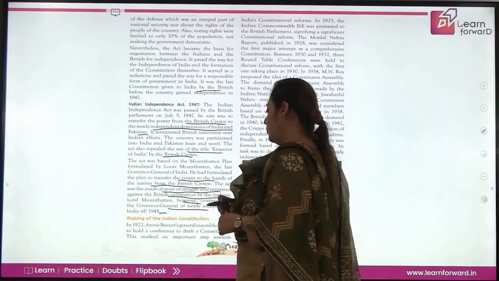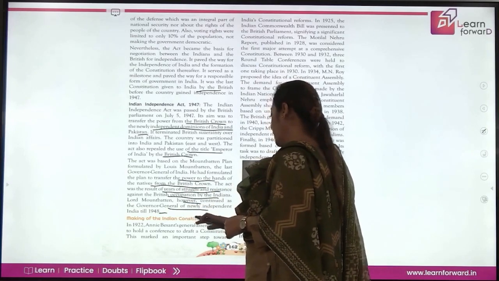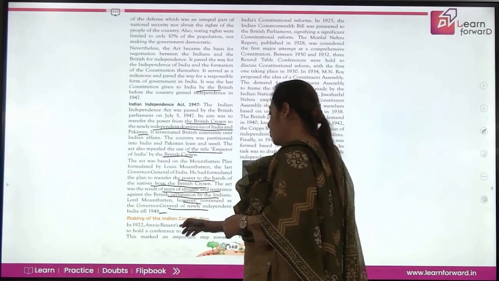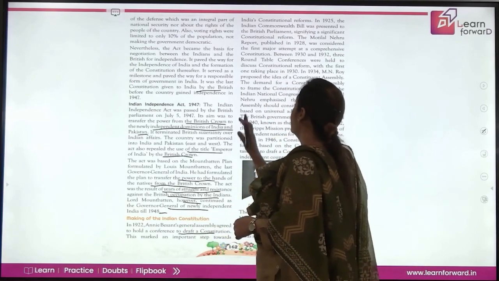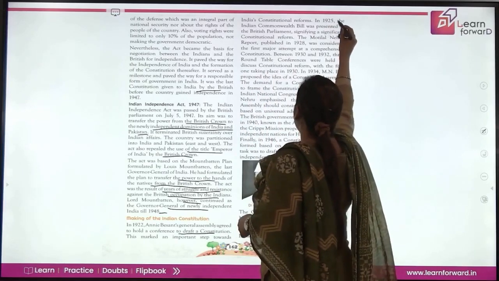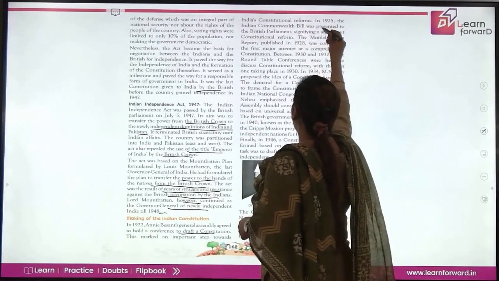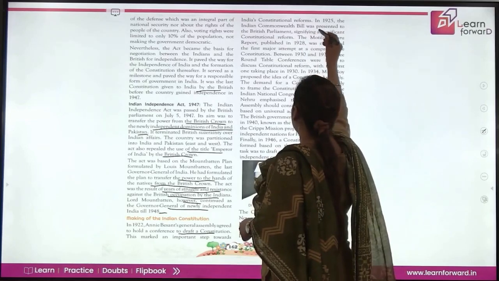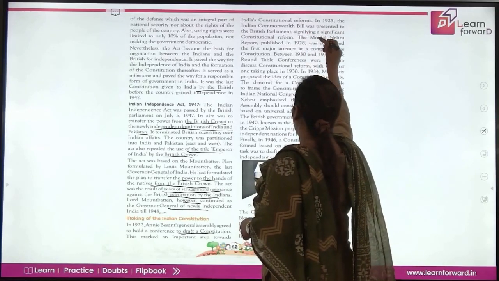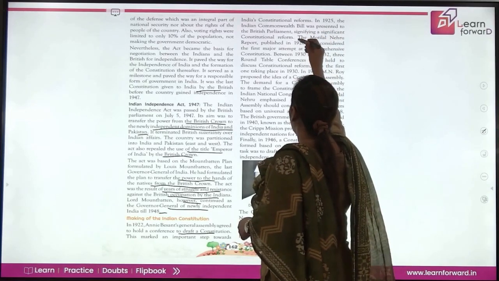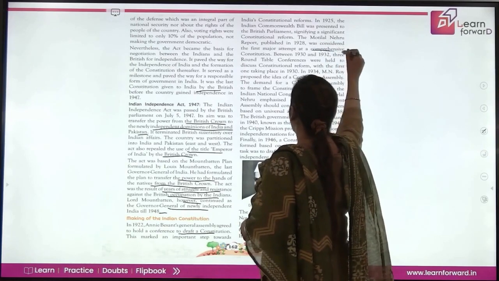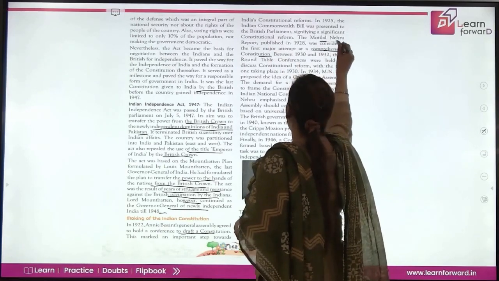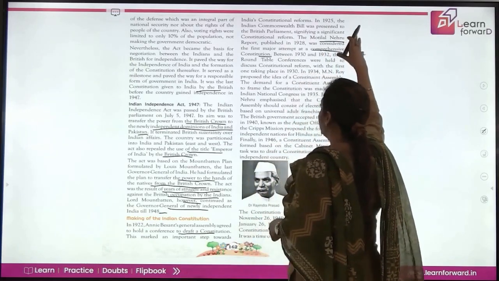In 1922, Annie Besant's General Assembly agreed to hold a conference to draft a constitution. This marked an important step towards Indian constitutional reform. In 1925, the Commonwealth of India Bill was presented to British Parliament, signifying a significant constitutional reform. The Motilal Nehru Report, published in 1928, was considered the first major attempt at a comprehensive constitution. तो मोतीलाल नेहरू रिपोर्ट थी वो एक फर्स्ट कॉम्प्रिहेंसिव रिपोर्ट थी.